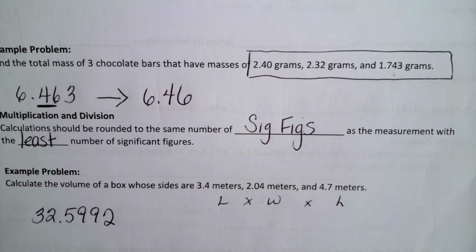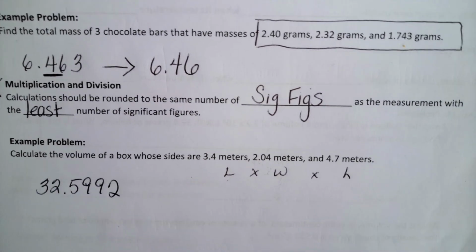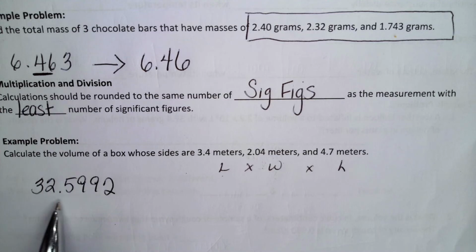So when the three numbers were multiplied, we got 32.5992.